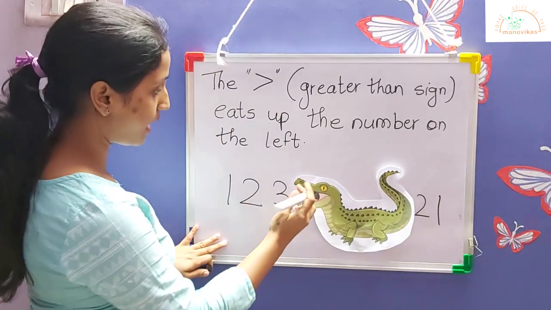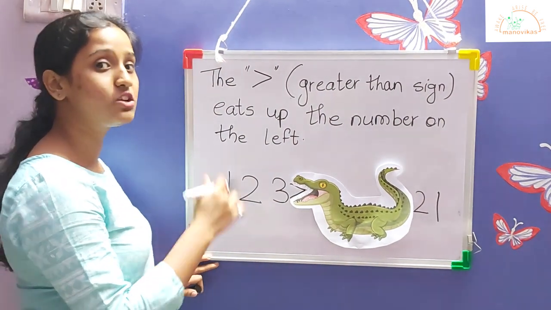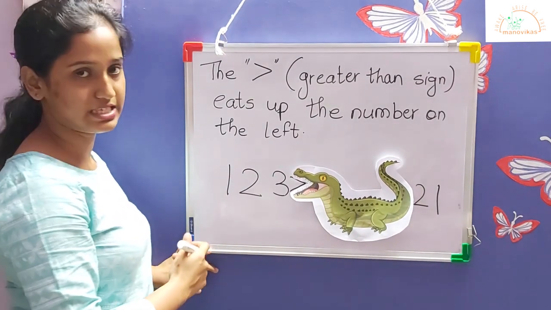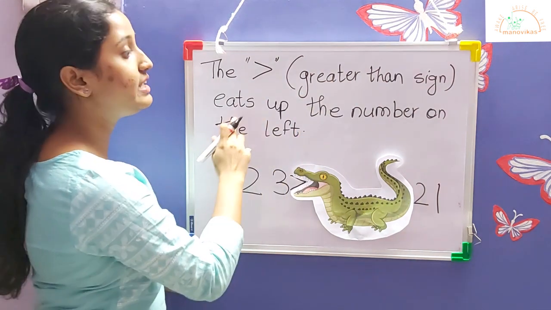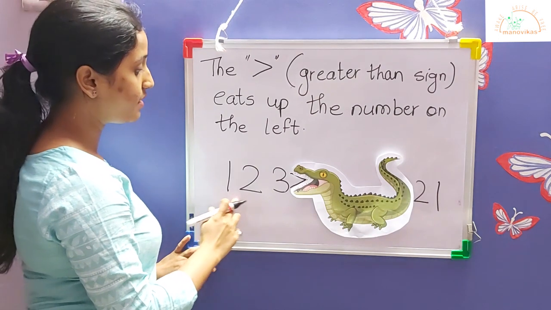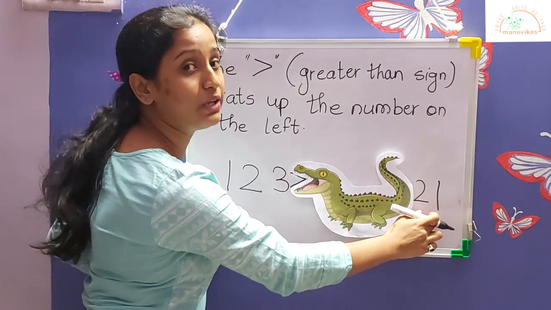So we have to use the greater than sign. Now where is the number? Is it on the right hand side or the left hand side? It is on the left hand side. So the statement says that the greater than sign eats up the number on the left. So 123 is greater than 121.